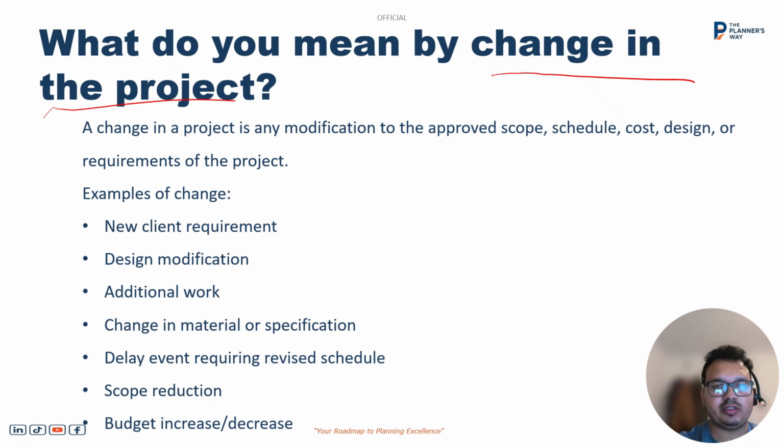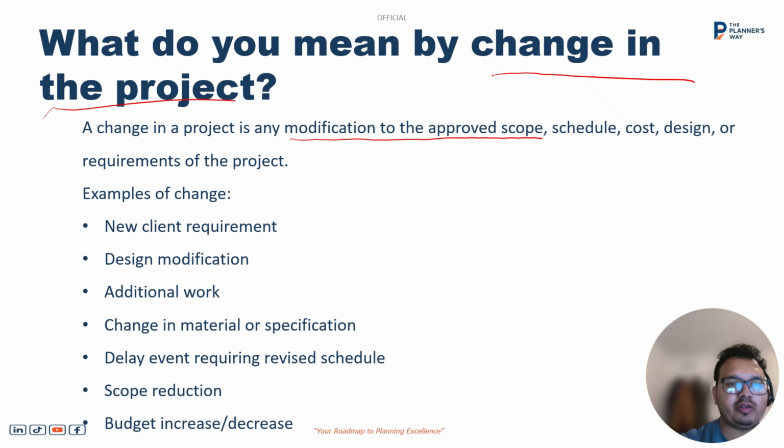Change is a modification to the approved cost, schedule, design or requirement of the project. In the initial phase, we have the baseline of scope, schedule and cost which is agreed by the stakeholder. If there is any change or we need to modify anything in the scope, schedule, cost document, then we need to go through the change process.